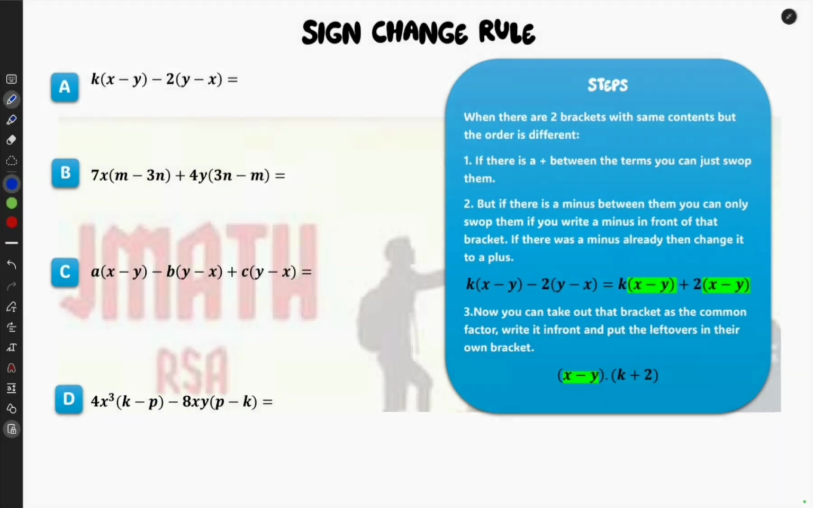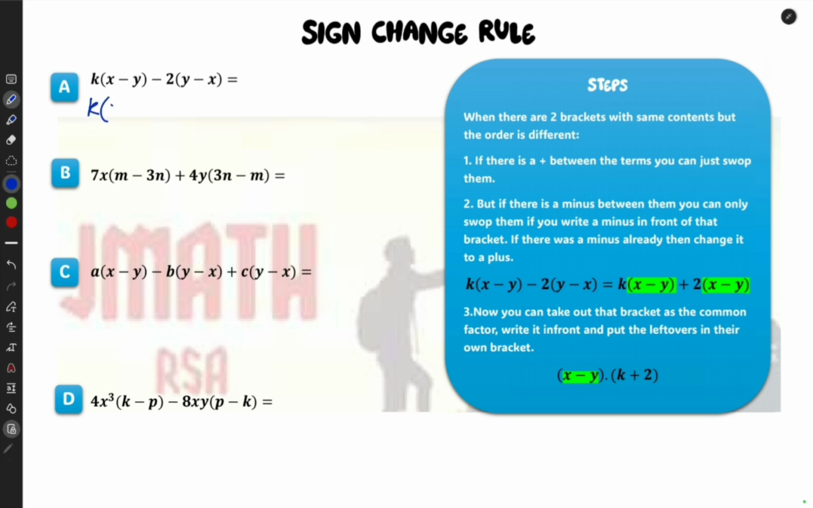Now we're getting to another part of the common factor, and this is where the brackets look very much the same, except there's a minus in the middle, and the order is wrong. So now I can't just shuffle them like if it was a plus. I can change the order of a bracket if I put a minus in front of that bracket. Now, if there was a minus already, it would change it to a plus. Let's look at the sum.